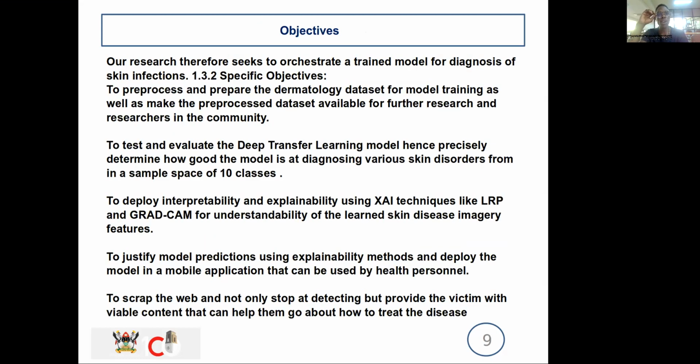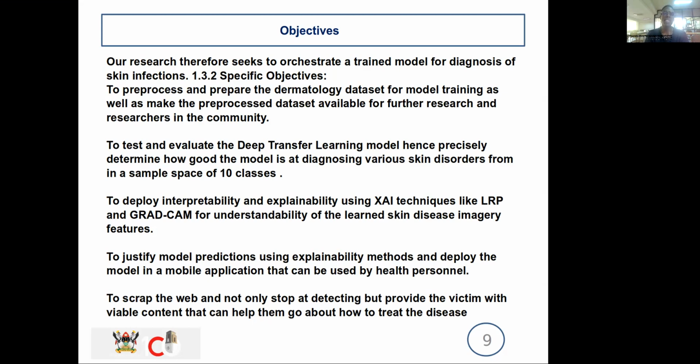And our research objectives seek to orchestrate a trained model for diagnosis of skin disease. So one of the specific objectives will be to pre-process and prepare the dermatology dataset for model training, as well as make the pre-processed dataset available for further research and researchers in the community to test and evaluate the deep transfer learning model, hence precisely determine how good the model is at diagnosing various skin diseases in a sample space of 10 classes.